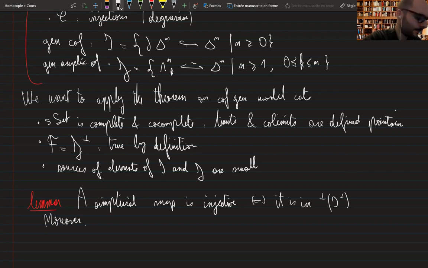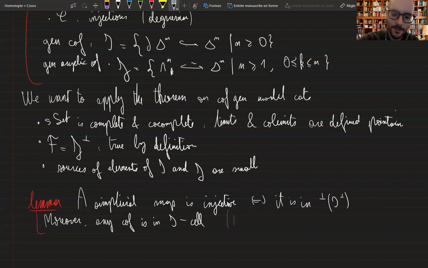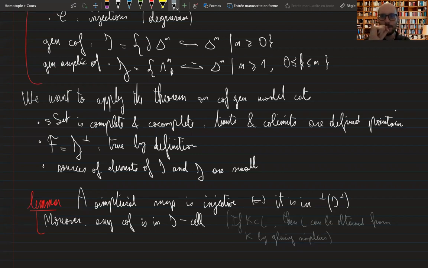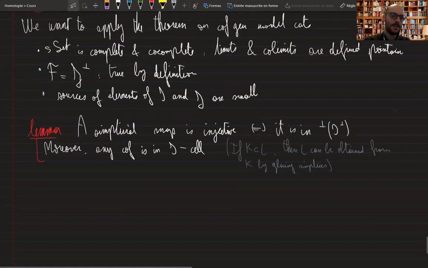Moreover, any cofibration is in I-cell, which is to say that whenever K is included in L, a simplicial subset, then L can be obtained from K by gluing simplices. Whenever you have an inclusion, the bigger set can be obtained from the smaller one by gluing simplices, which is pretty nice. Okay, so questions about the statement of this lemma? This was one of the conditions to get a cofibrantly generated model category, right.